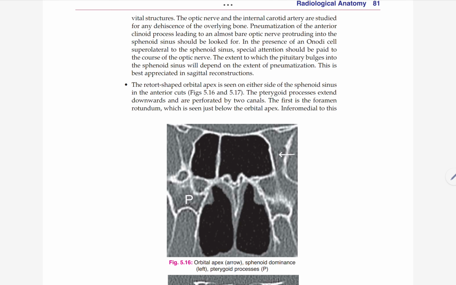Pneumatization of the anterior clinoid process leading to an almost bare optic nerve protruding into the sphenoid sinus should be looked for, in the presence of an Onodi cell superolateral to the sphenoid cell. Special attention should be paid to the course of the optic nerve. The extent to which the pituitary bulges into the sphenoid sinus will depend on the extent of pneumatization. This is best appreciated in the sagittal reconstructions.